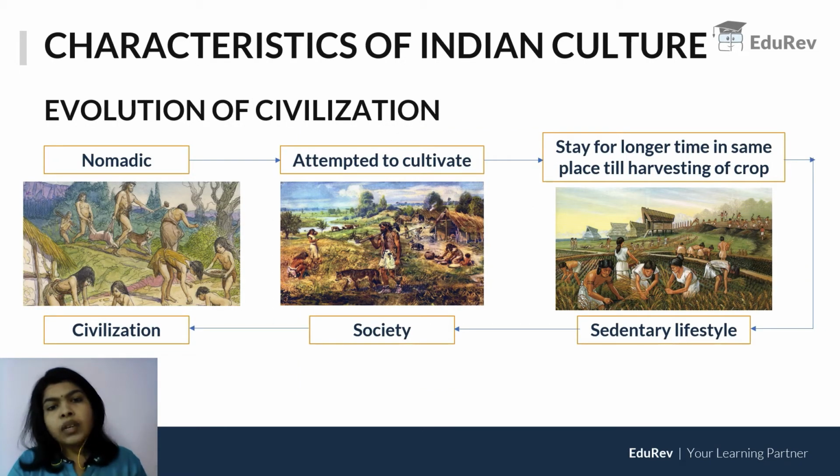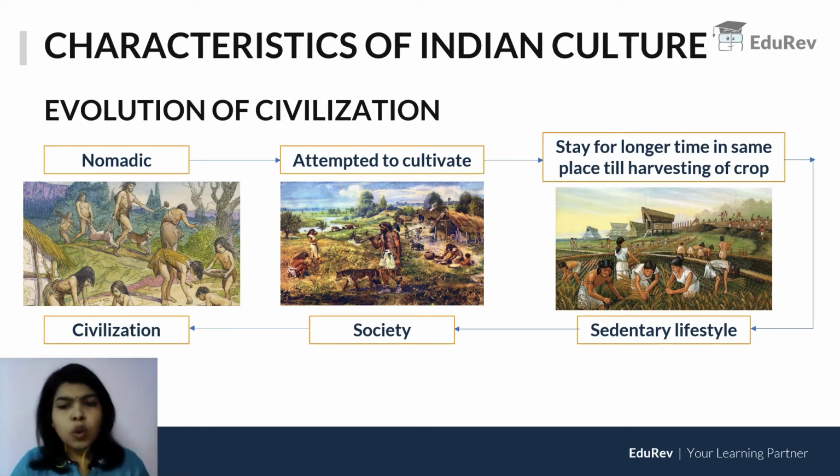Now, how did this evolution of civilization come into picture? For that, let us try to give it a graphical representation. The first thing started with being a nomadic style. The early humans led a nomadic life in the beginning. They attempted to cultivate, and naturally that led to a settled form of community living. And they stayed for a very long time in the same place till the process of harvesting got over.